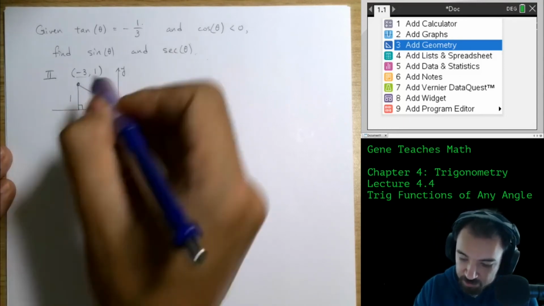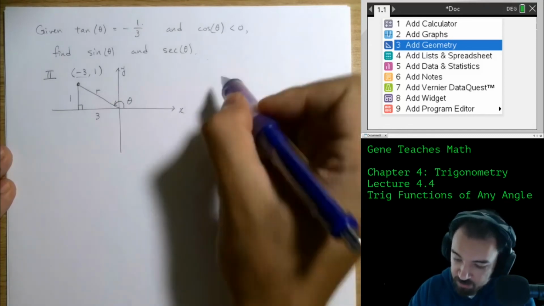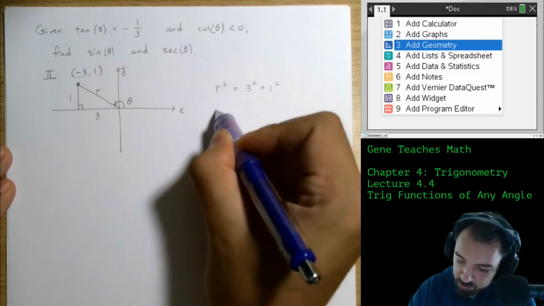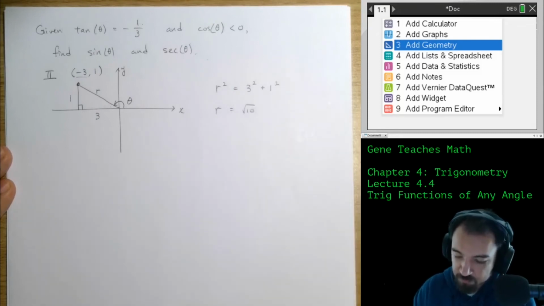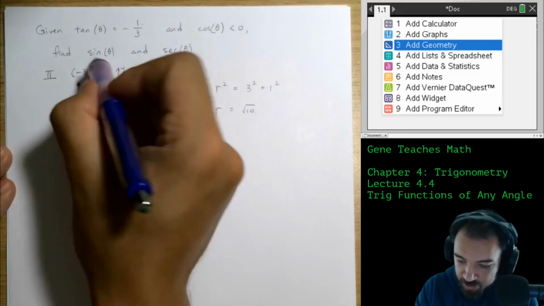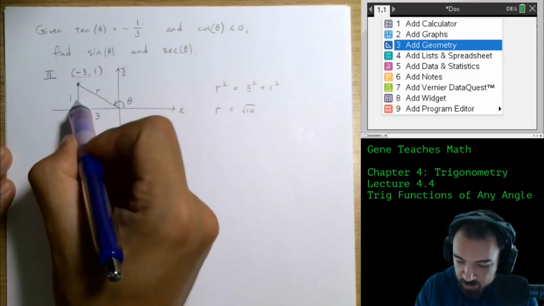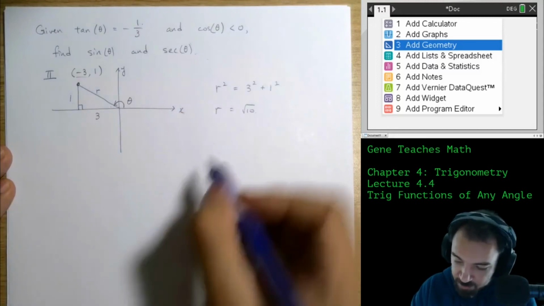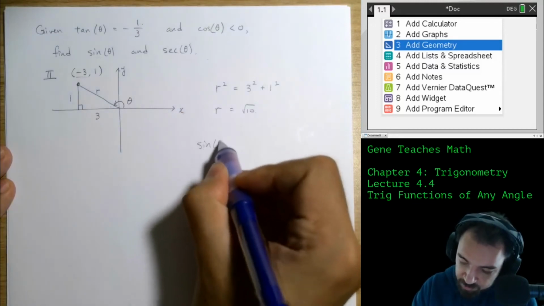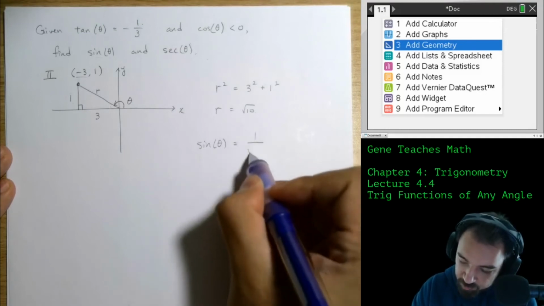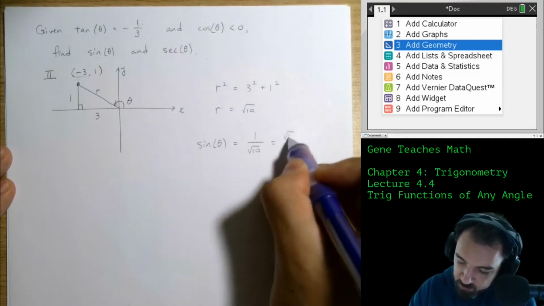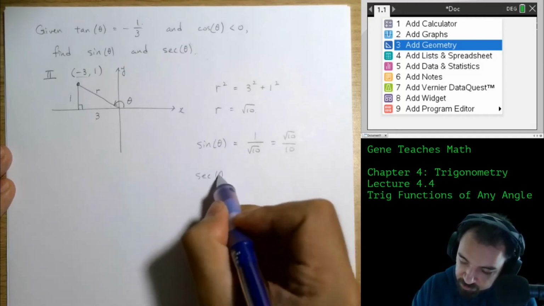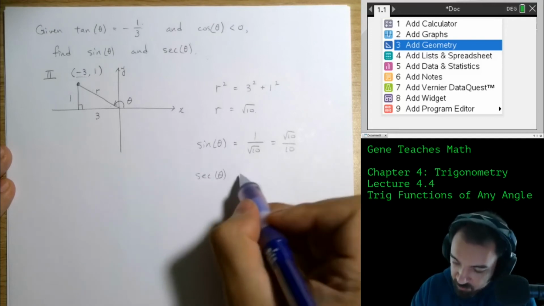So the next immediate concern is to find the hypotenuse r. So we'll say r squared is equal to 3 squared plus 1 squared, which means r is the square root of 10. Then, to get sine of theta, we would say, oh, that's going to be the y-coordinate divided by the hypotenuse, opposite over hypotenuse. So we would say sine of theta is equal to 1 divided by root 10, which we can rationalize, so say root 10 over 10.